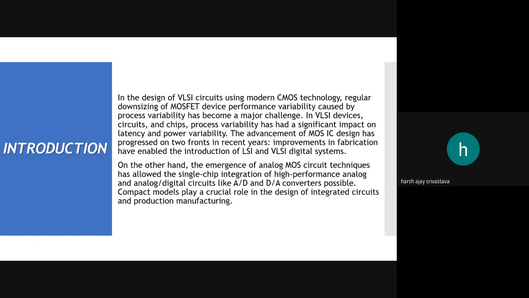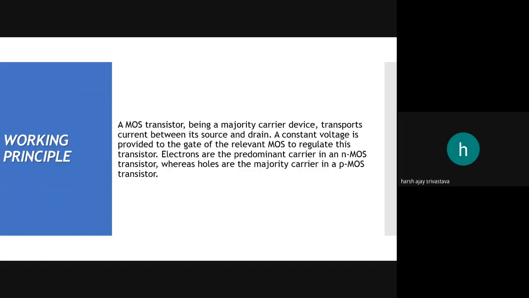The advancement of MOS IC design has progressed on two fronts in recent years. Improvements in fabrication have enabled the introduction of LSI and VLSI digital systems, and on the other hand, the emergence of analog MOS circuit techniques has allowed single chip integration of high performance analog and digital circuits, like analog to digital converters and digital to analog converters. Compact models play a crucial role in the design of integrated circuits and production manufacturing. Next will be explained by Shivam.